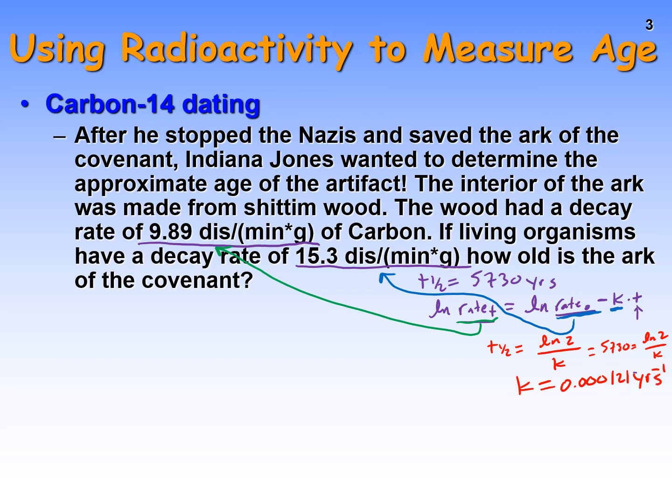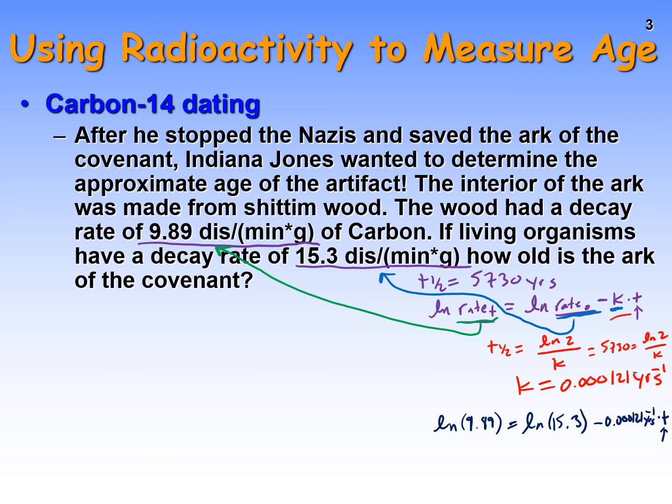So now I know k, and I know my rates. So I can plug all this stuff in, right? So I know that the natural log of 9.89 is equal to the natural log of 15.3 minus 0.000121 inverse years times t.